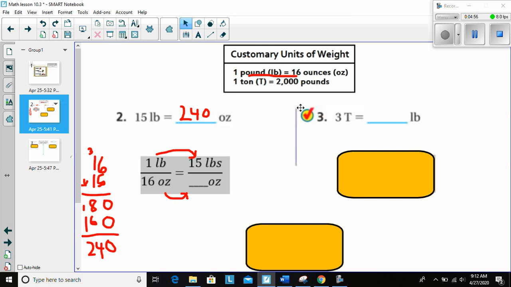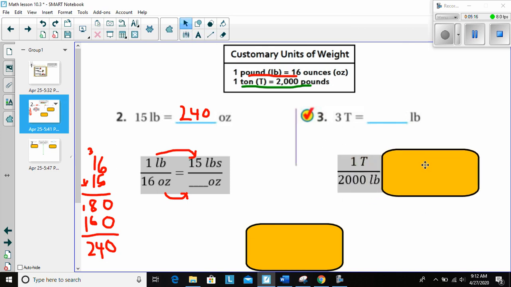This one is going from tons to pounds. So tons to pounds means that we're going to use a different fact, right? We're going to use this one, tons to pounds. So when we set up our equivalent fractions, we need to start off with the fraction from the chart, the fraction that is the fact. And that means 1 ton over 2,000 pounds.